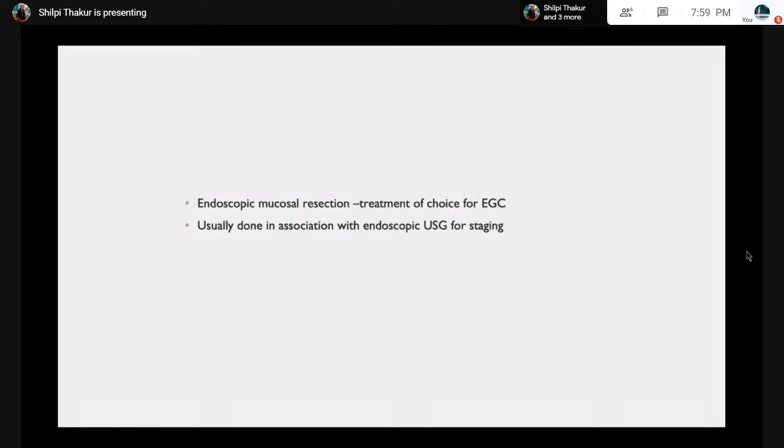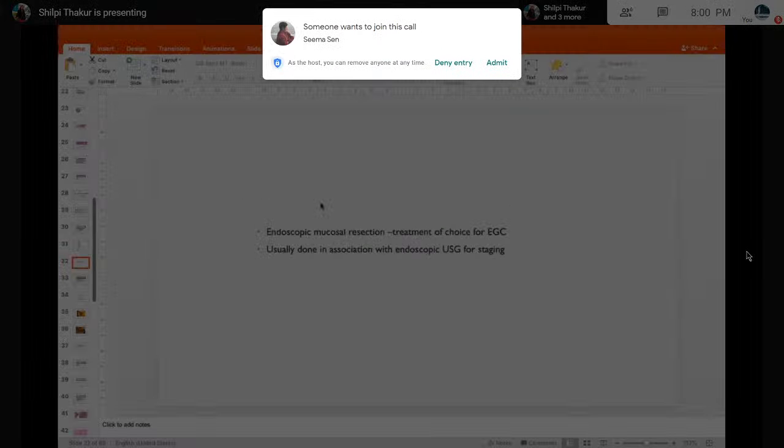Endoscopic mucosal resection is the treatment of choice for these early gastric cancers, and usually it is done along with endoscopic USG for staging. So we can also see whether lymph node involvement is there or not.